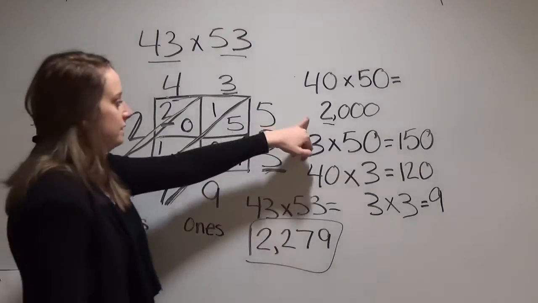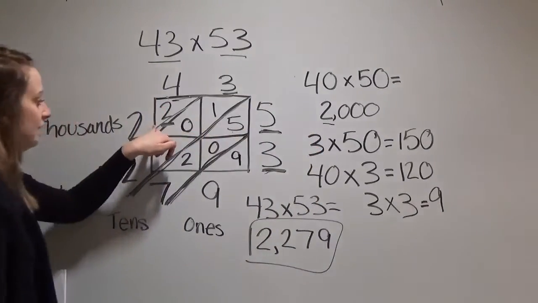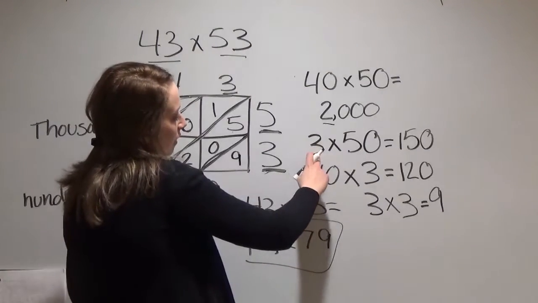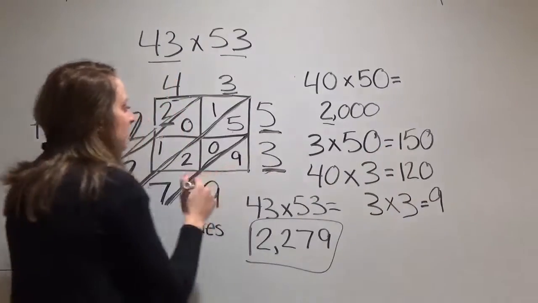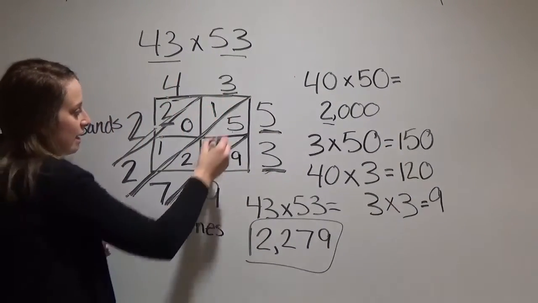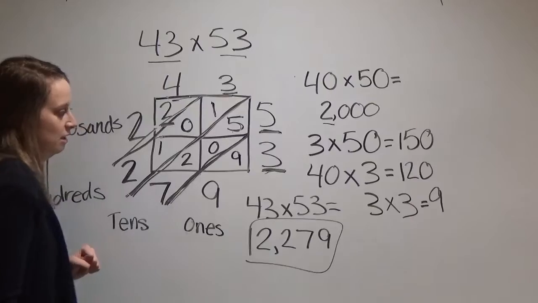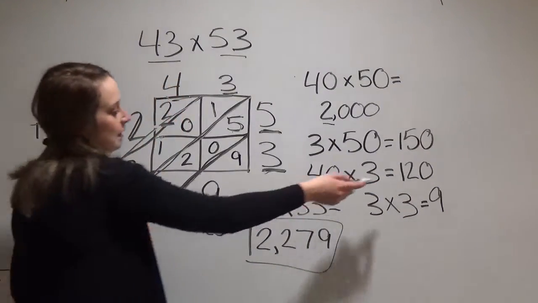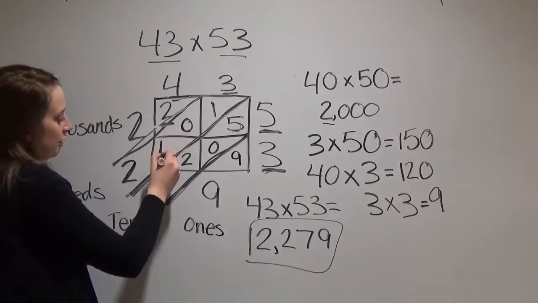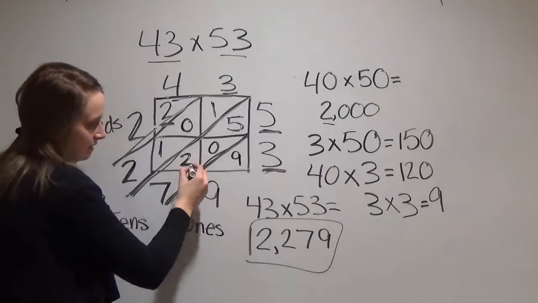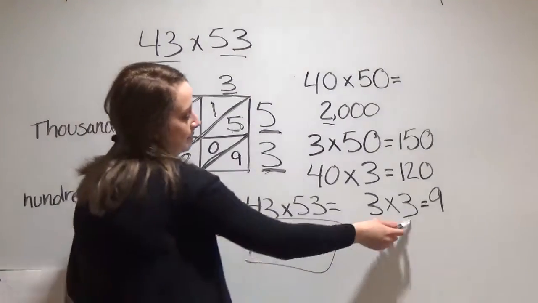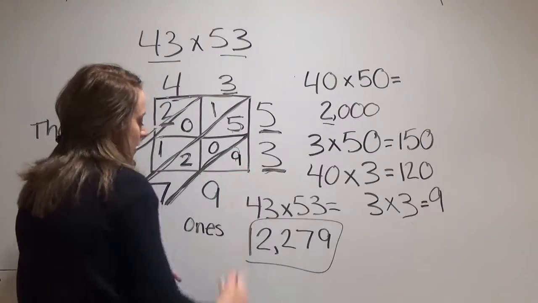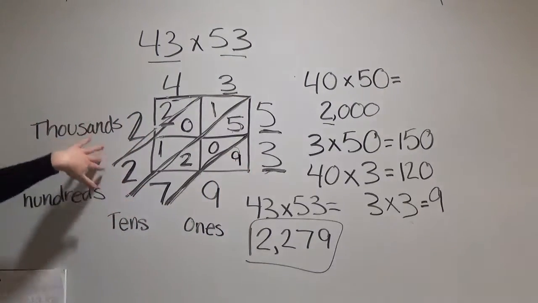So this is why it works, because our 2,000 goes in our thousands place with the 2. Our 3 times 5, 150, our 1 went in the hundreds place, and our 5 went in the tens. When we did 40 times 30, we got 120. Our 1 went in the hundreds place, our 2 went in the tens. And when we did 3 times 3, we got 9, which had 0 tens and 9 ones. And when we added them all together, this was our answer.